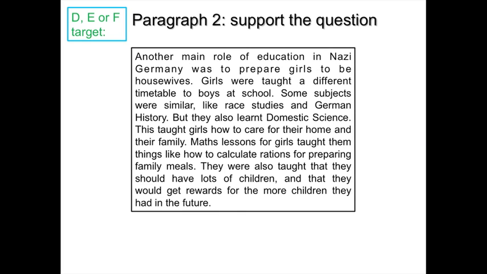Second paragraph, still supporting the question, we're looking at the perspective of girls. Another main role of education in Nazi Germany was to prepare girls to be housewives. Girls were taught a different timetable to boys at school. Some subjects were similar, like race studies and German history, but they also learnt domestic science. This taught girls how to care for their home and their family. Maths lessons for girls taught them things like how to calculate rations for preparing family meals. They were also taught that they should have lots of children and that they would get rewards for the more children they had in the future.